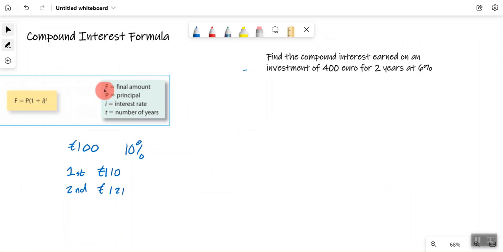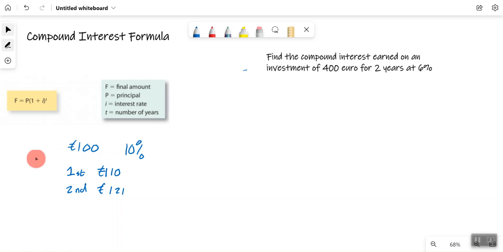So F, or the final amount, in this case we've looked at it over 2 years, so F is the amount that you end up with. So for example, it's €121 after 2 years at 10% interest. That's what's known as F, the final amount in the formula. P is the principal amount, the amount that you start off with. I is the interest rate that you pay.